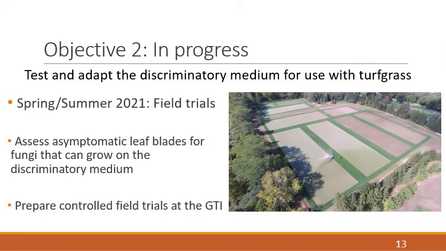Once the discriminatory medium was shown to work with leaf blades inoculated with the dollar spot fungus, we could then proceed to testing this medium with field samples. Before environmental conditions were suitable for dollar spot infection in the field, we began assessing leaf blades from turf at the GTI for organisms that may interfere with the field kit.